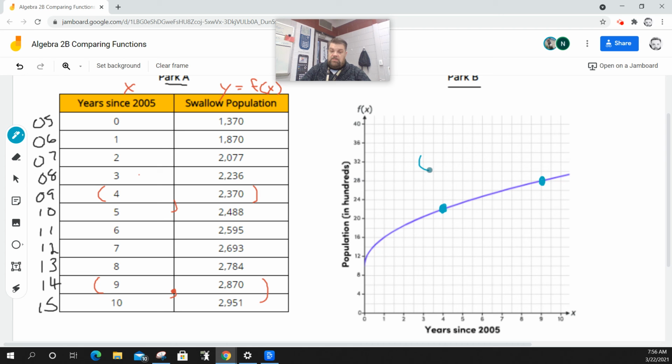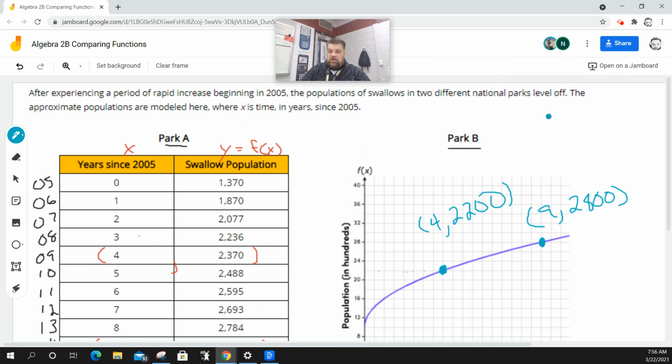So here I've got to approximate what I think those values are. So this would be 4, comma, and if I follow this over, it looks like 2200. This is in hundreds, right? So that means that 22 is 2200. And over here, this is 9, and it looks like it falls right on 2800. Pretty easy. So I'll do this one first. I'll do it off to the side.